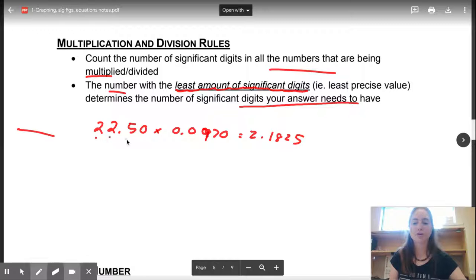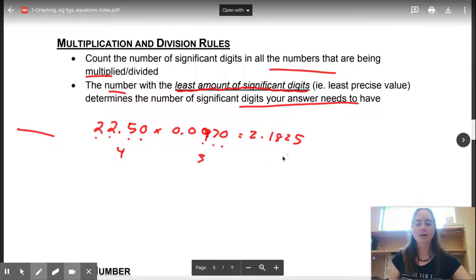1, 2, 3, 4. Trailing zeros are significant, so this guy's got 4 sig digs. Leading zeros are not significant. 1, 2, 3. This guy has 3 sig digs. So therefore, ladies and gentlemen, you must round your answer to 3 sig digs.